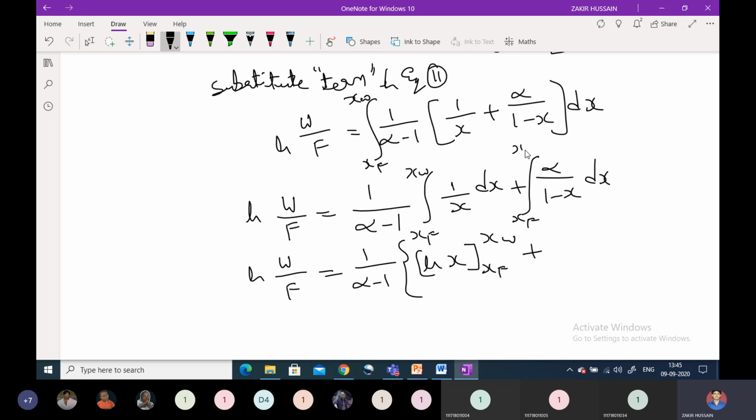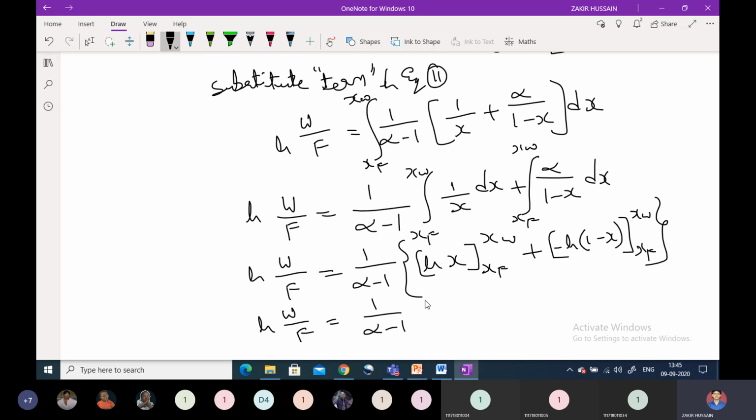So xf to xw. The integral of alpha is already constant, so we can take this one. So this one will be minus ln of 1 minus x. So the integration of this equation is that one, with limits xf to xw. Then we will substitute the limits.